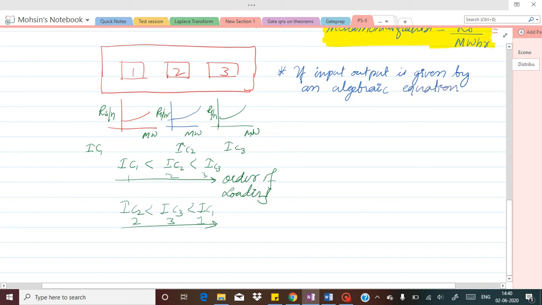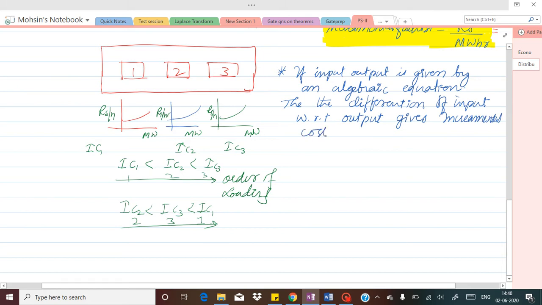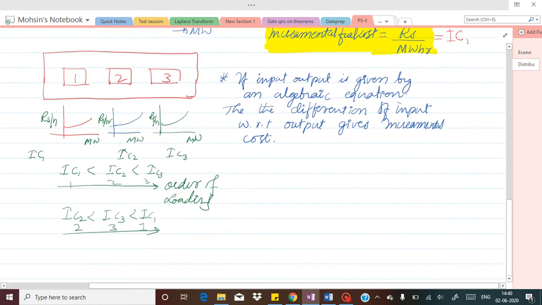Can you guess? Given the equation, the first differentiation, or you can say the first derivative of the input with respect to output, gives the incremental cost. So that will give us the incremental cost.